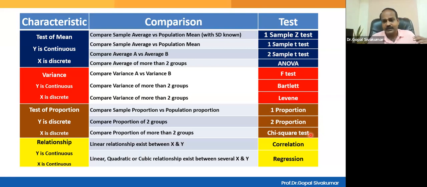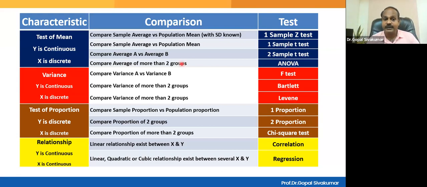Ultimately, in all the tests, the final outcome is the p-value. And if the p-value is lesser than 0.05, you have to reject the null. That means believe the experiment and take a decision. If the p-value is more than 0.05, even after conducting the experiment, don't make any conclusion. Simply say that you have failed to reject the null. That means you are not able to take a decision even after conducting the experiment, right? So these are the tests.